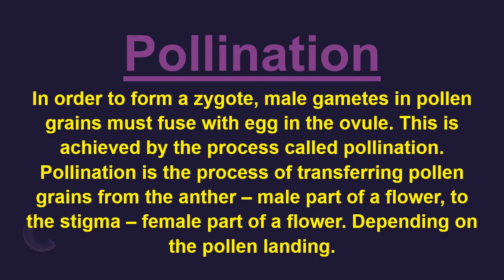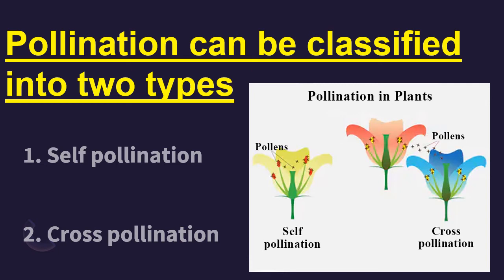Pollination. In order to form a zygote, male gametes in pollen grains must fuse with the egg in the ovule. This is achieved by the process called pollination. Pollination is the process of transferring pollen grains from the anther, the male part of a flower, to the stigma, the female part of a flower. I hope you remember, depending on the pollen landing, there are 2 types of pollination: self-pollination and cross-pollination.